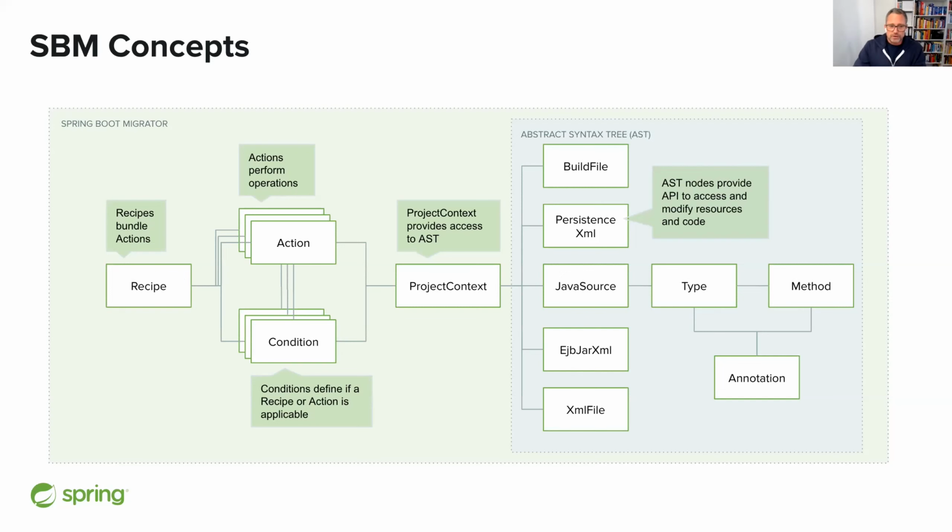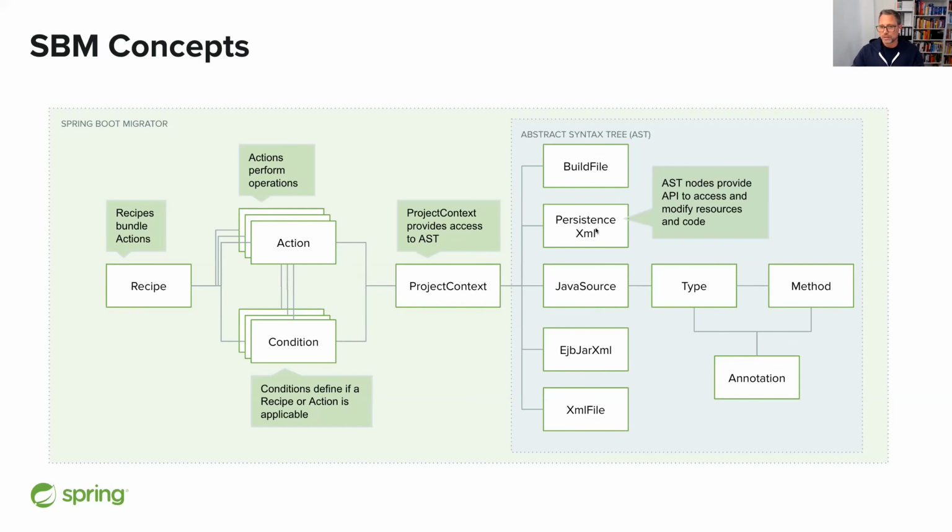In our actions and conditions, those would be the main classes. If you want to write your own recipe, those would be the main classes you need to implement, and they have just one method. Condition has isApplicable and action has apply, and they are provided a project context as a parameter. The project context is the central point of entry into your abstract syntax tree representation. Behind this project context, you can find things like a build file, to add dependencies, remove dependencies, things like these, right?